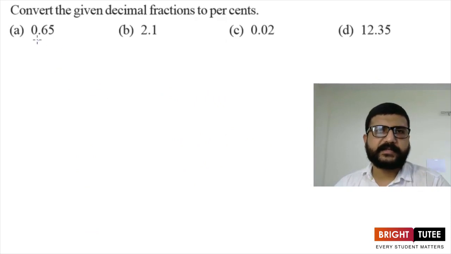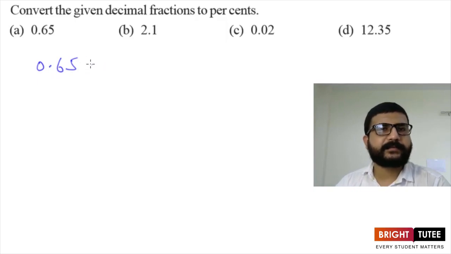Now the next question is, convert the given decimal fractions to percents. So the first one is 0.65. We have to convert this to percent. We are having 0.65. Can we first convert this into a fraction? Yes, we can do that. So it will be 65. We just removed the decimal, and after decimal we are having 2 digits. So we will put 100 in the denominator. So now this becomes 65 upon 100.